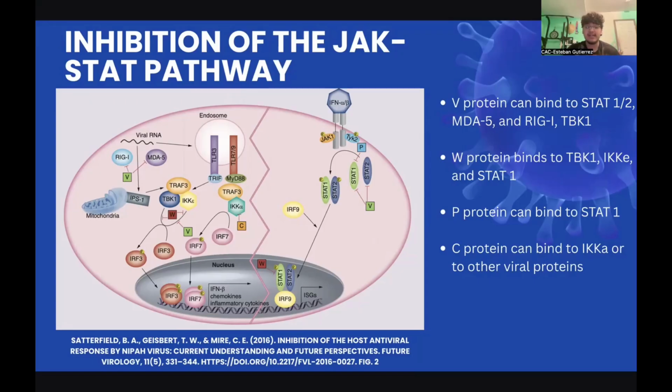Lastly, we see protein V and P inhibiting STAT1 phosphorylation in the cytoplasm and protein W in the nucleus. V proteins can also do this to STAT2 proteins.